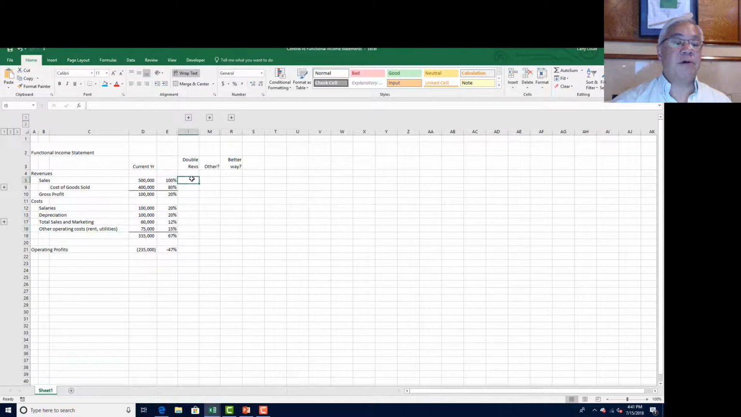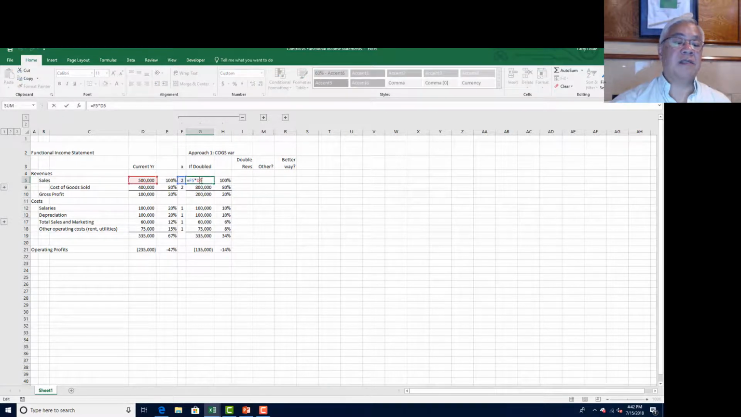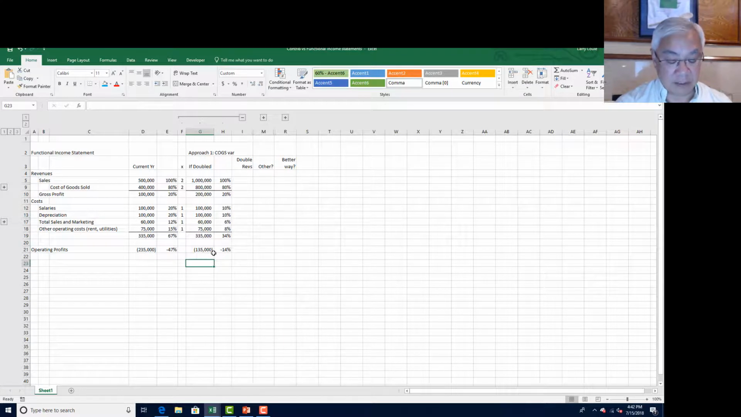So what happens if we double revenues? Okay, I'm going to expand this section. If we double revenue, this number is twice of sales, right? So 500 goes to 1 million. Secondly, our cost of goods sold would double because we go from 400 to 800, doubling, which means, surprise, surprise, that our gross profit doubles from 100 to 200. If we assume that these costs stay the same, then we will lose 135. All right, so it's better. I'll just write better. But not too exciting, right?